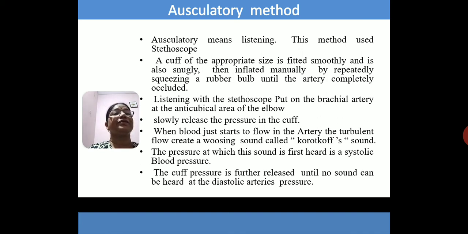pressure in the cuff. When blood just starts to flow in the artery, the turbulent flow creates a whooshing sound which is called Korotkoff's sound. The pressure at which this sound is first heard is known as the systolic pressure. The cuff pressure is further released until no sound can be heard, that is at the fifth Korotkoff sound. At that time no sound is heard. So at that point the pressure that is denoted is the diastolic arterial pressure.